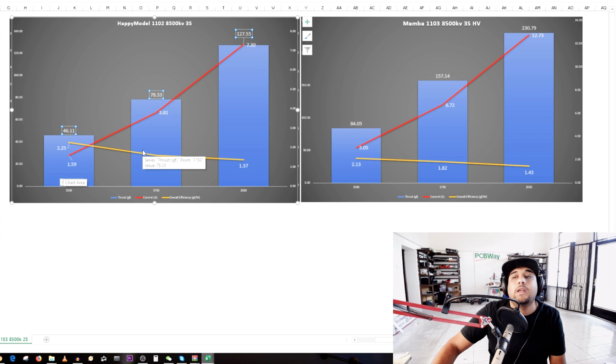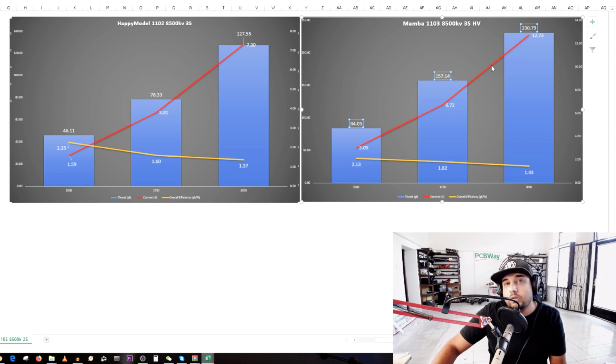But this is like cruising speed. And I highly doubt on the Mamba you'll really be able to push 100% throttle and get those 230 grams of thrust at 12 amps. 12 amps is quite a lot of amps for a tiny motor.